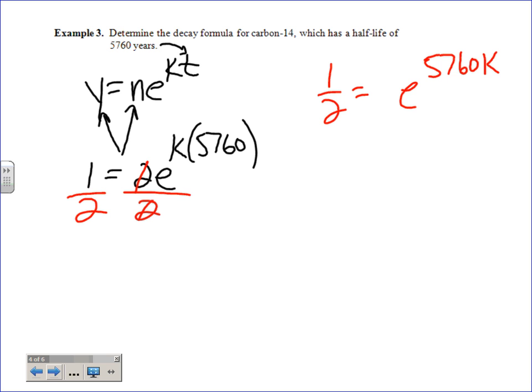Variable in the exponent, we're going to want a logarithm of some kind. The most logical choice is log base e, otherwise known as natural log. Natural log of a half. Is that something I expect you to know? Most definitely not. But what I can do now is I can take this and put it out front.